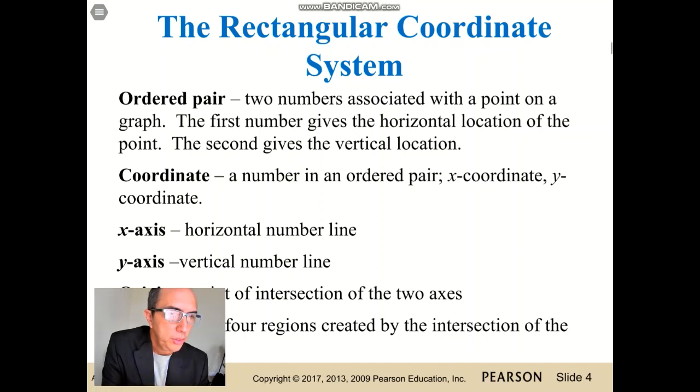The x-axis, well, you have two axes, x and y. X is the horizontal number line and y is the vertical number line. And a few other definitions. We have also the origin, which is the point of intersection of these two axes, x and y, and the quadrants, which are the four regions created by the intersection of the two axes.